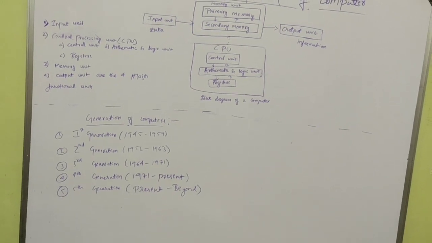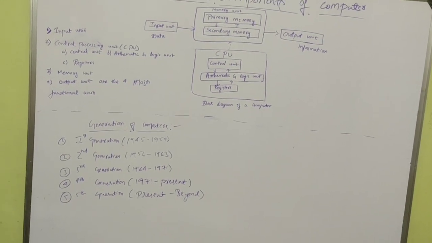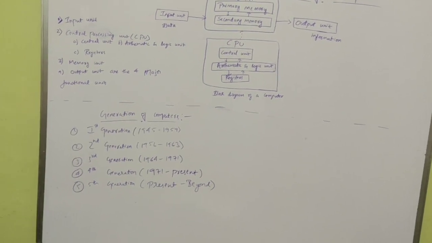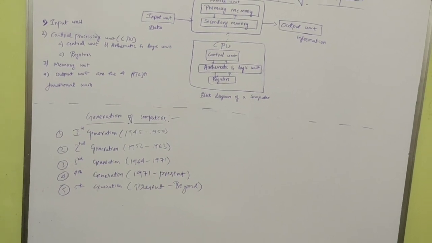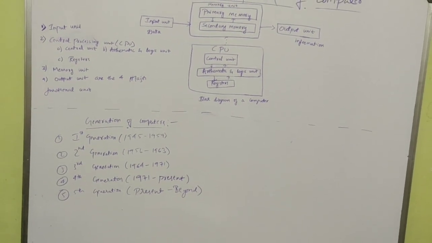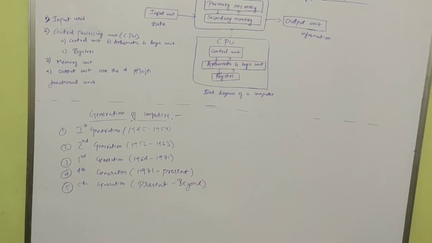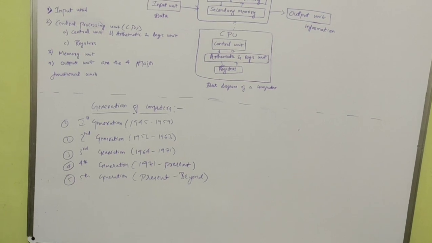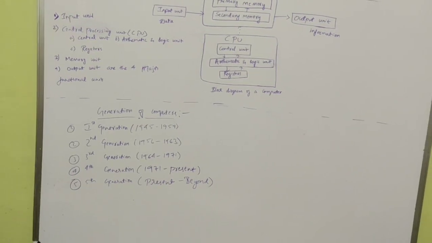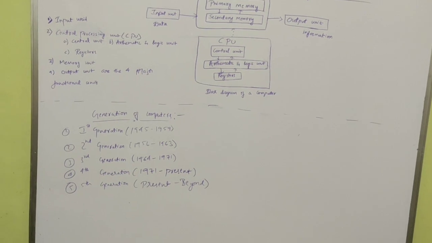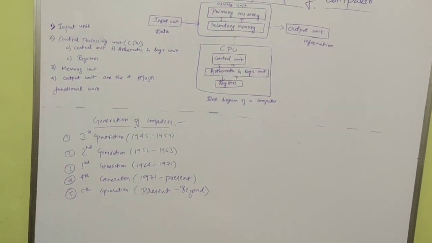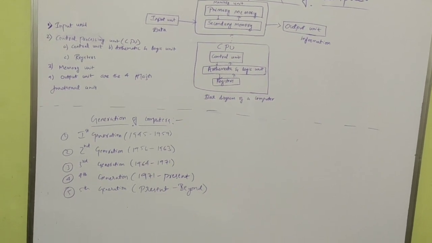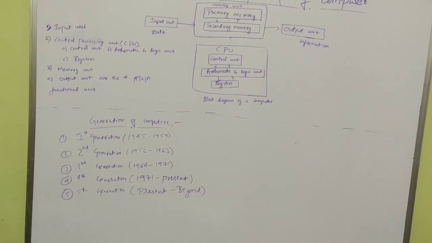Now memory unit. As we can see, the memory unit consists of primary memory and secondary memory. The memory unit is a device where the data and instructions fed by the user are stored. The memory where the data and instructions are stored during execution is known as primary memory. It is also used to store the intermediate and final results of a program, like RAM, ROM. These are the examples of primary memory.